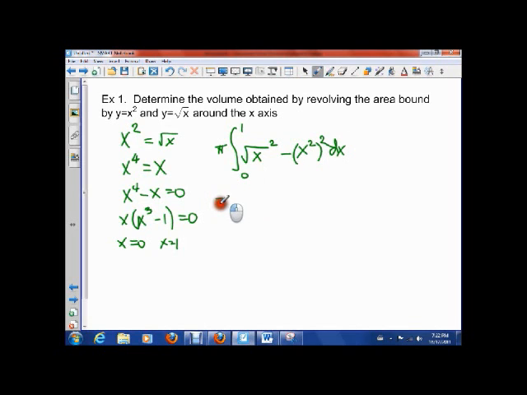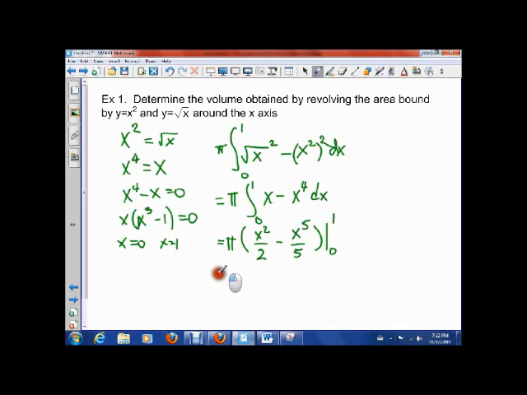Okay? So that means that it's going to be pi. And then let's simplify a little bit before we take the integral. So square root squared, that's just x, and x squared squared is x to the fourth. Right? So this is going to be pi, and now we're actually going to integrate, so we're going to get x squared over 2 minus x to the fifth over 5, and we're going to evaluate from 0 to 1.